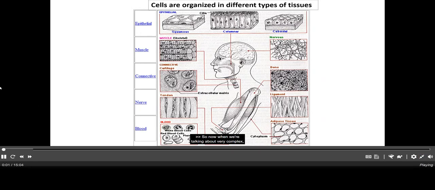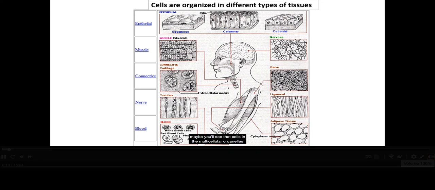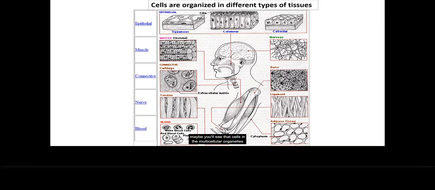So now when we're talking about very complex organisms, such as humans and animals, we will see that cells in multicellular organisms, such as humans, organize together in different tissue types. So cells organize in tissue. This is the next level of the organization of the body that we will be talking about.